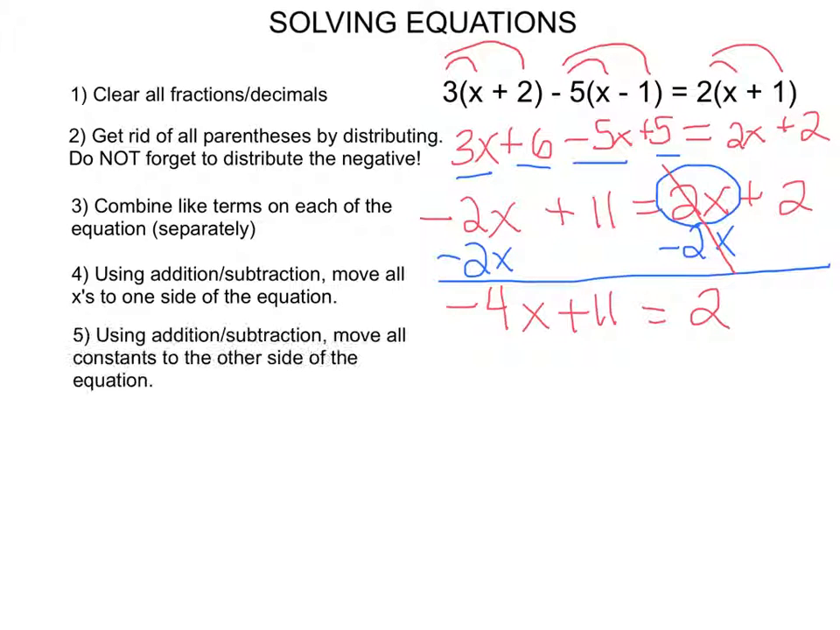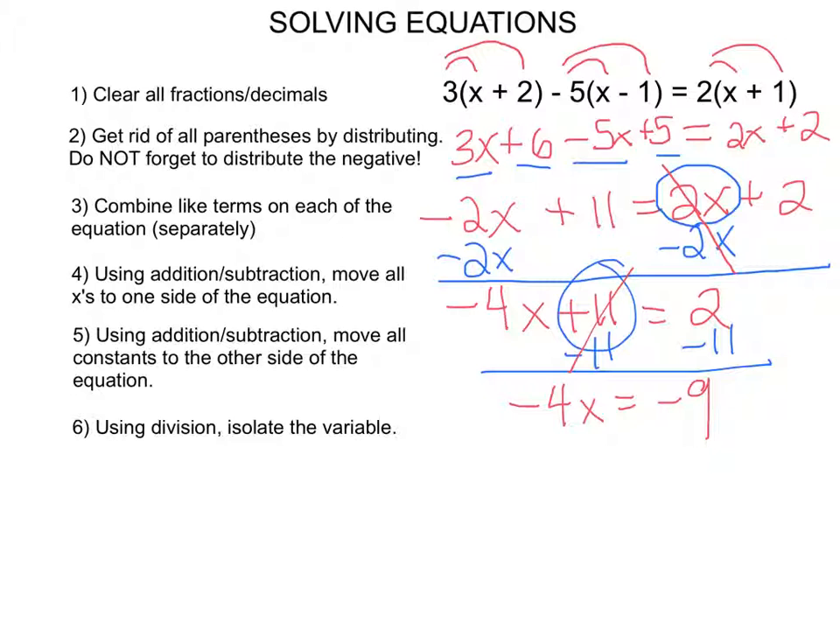In step 5, I'm now going to focus on moving all of the constants to the other side of the equation. As a reminder, a constant is just a whole number that does not have a variable attached to it, which means that I need to take this 11 here and move it to the other side. And again, you always do the inverse operation. Since it is a plus 11, I'm going to subtract 11. And again, I'm going to do the same thing to the right-hand side of my equation, because in that way, 11 minus 11 is going to cross off. That gives me 0. And so I'm just left with -4x = -9.